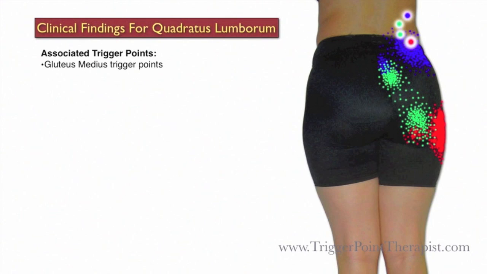Trigger points in the gluteus medius, gluteus minimus, and iliopsoas muscles are all associated with trigger points in the Quadratus Lumborum. A common misdiagnosis for active trigger points in the Quadratus Lumborum muscle is sacroiliac joint dysfunction.